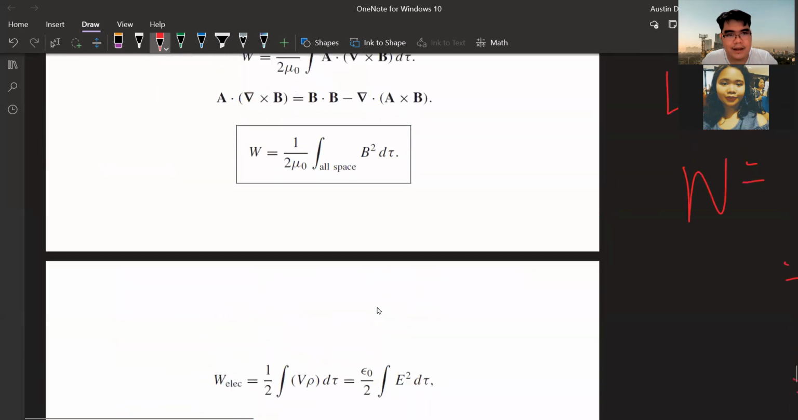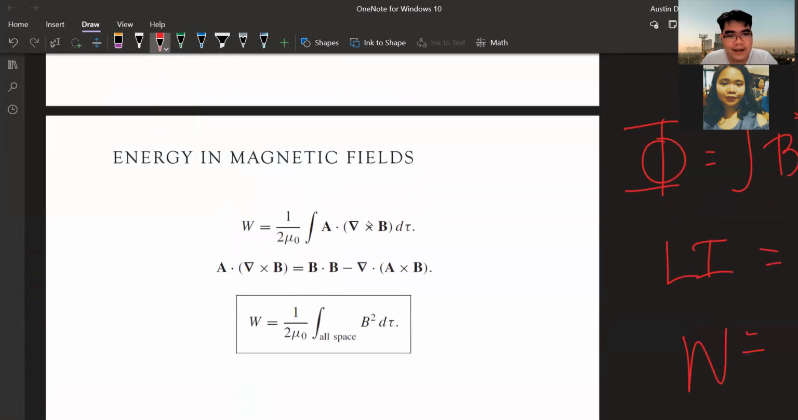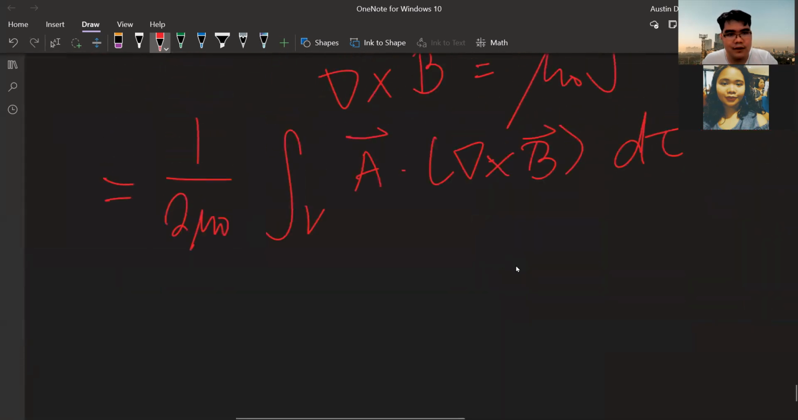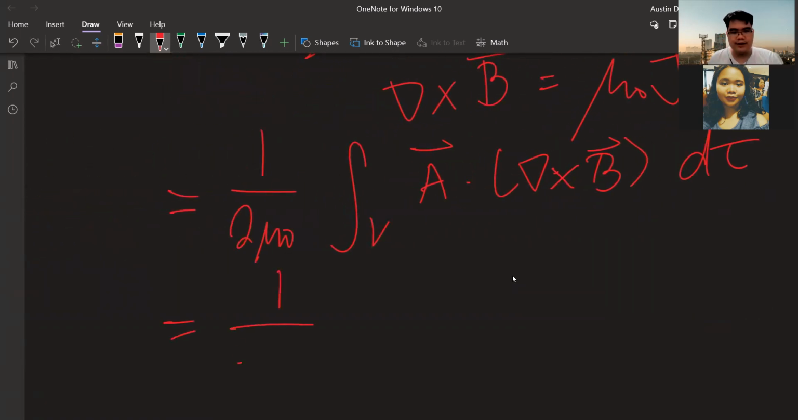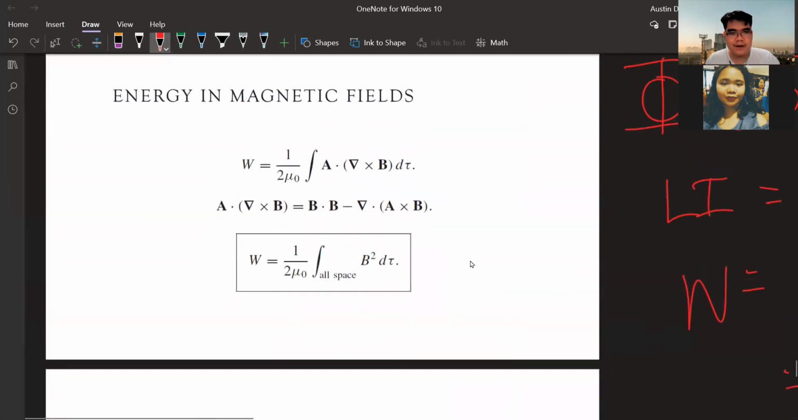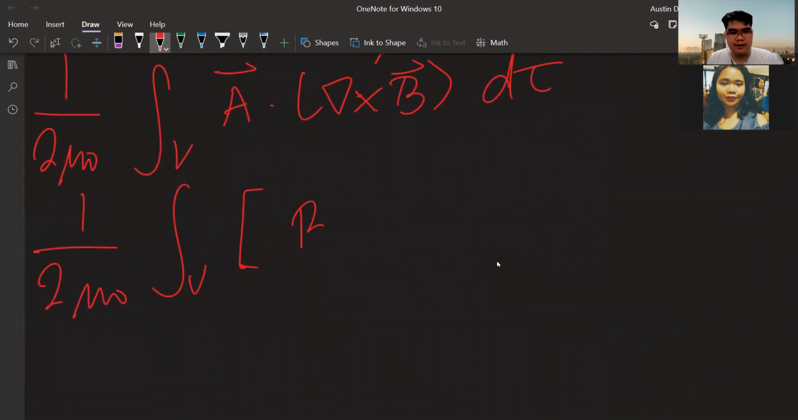By this, gamitin natin yung identities natin at the back of our book. Therefore, A dot del cross B is just B dot B minus del dot A cross B. Okay? Okay, so this is 1 over 2 mu naught. And then, ano yung nakuha niya? B squared minus del dotted A cross B.